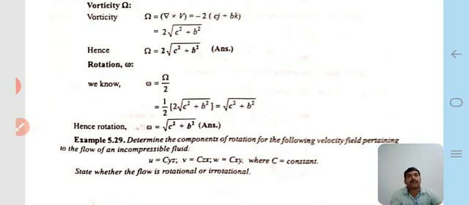And circulation is a scalar quantity. It is the line integration of the tangential velocity component taken along a closed curve in a planar area. And circulation is how much? Circulation is half of the rotation.